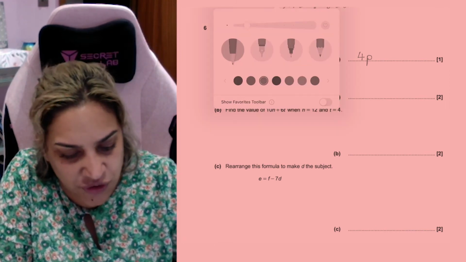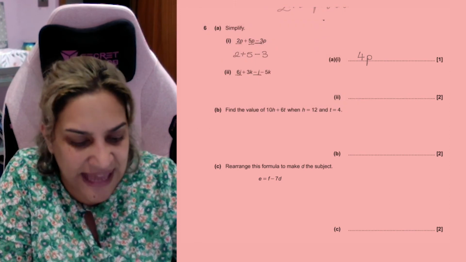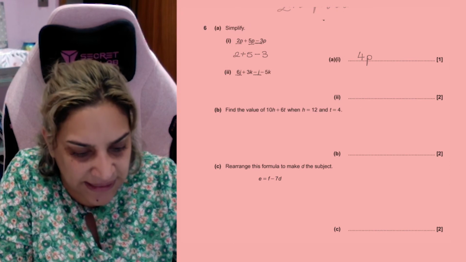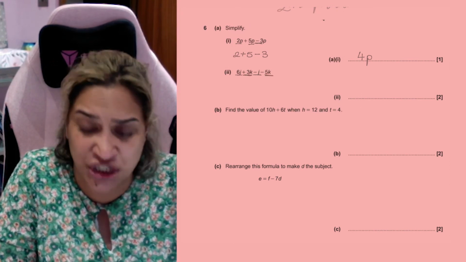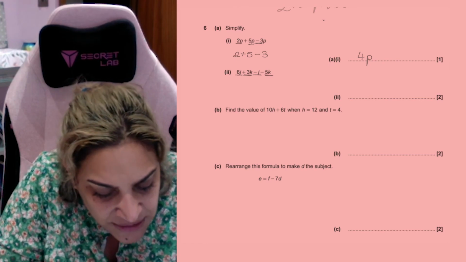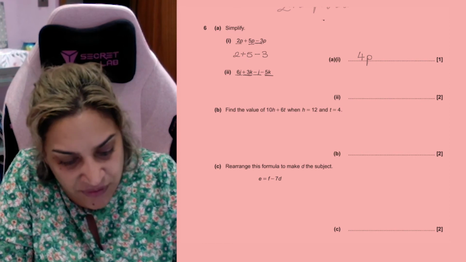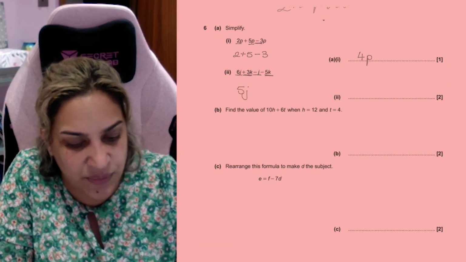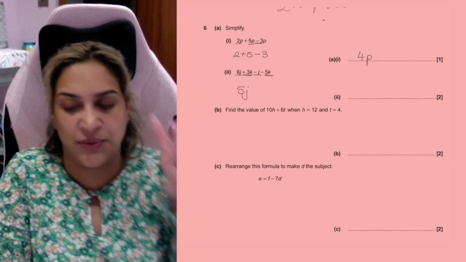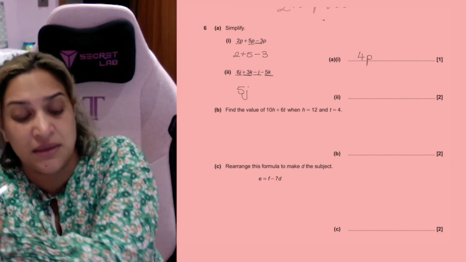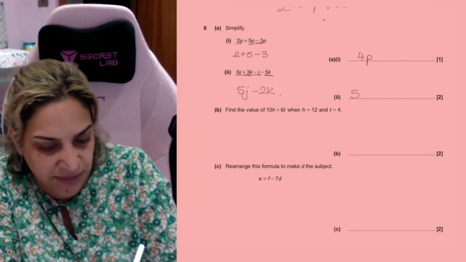Now here we've got two lots of like terms. We've got our j's, and then we've also got our k's. So if we do the j's first, we've got 6j, and in front of that j, you can see there's a minus j. So 6 minus 1 is 5, so we've got 5j, and then we've got 3 minus 5. So 3 take away 3 gets you to the 0, we've got a minus 2 more, so minus 2k. We've got 5j minus 2k.